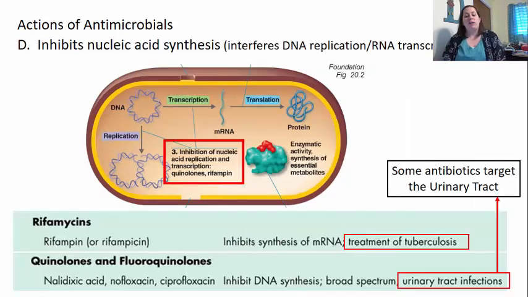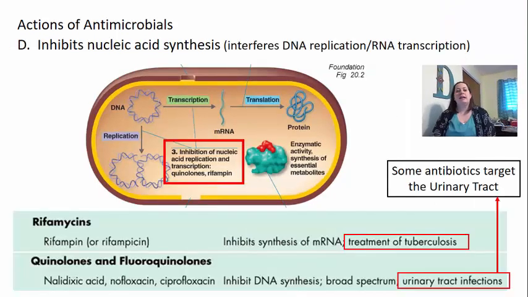Another action that we can take against the bacteria is that it can inhibit nucleic acid synthesis. This means it's going to interfere with either DNA replication or RNA transcription. All right, so it's going to inhibit these processes. Again, from these charts, we have a couple listed here that actually are part of this. We have the rifamycins. This is rifampin. This is going to inhibit the synthesis of messenger RNA, and this is an important treatment of tuberculosis.